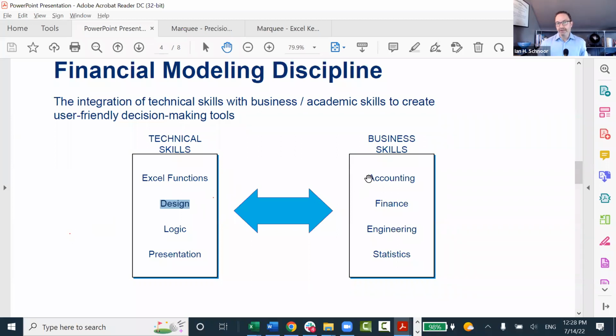You have to have good accounting skills. Are there any accountants in the room? Has anyone studied accounting, or do we have any accountants in the room? Yeah, Mustafa, yes. Who else is an accountant? Okay, a few of you, great.